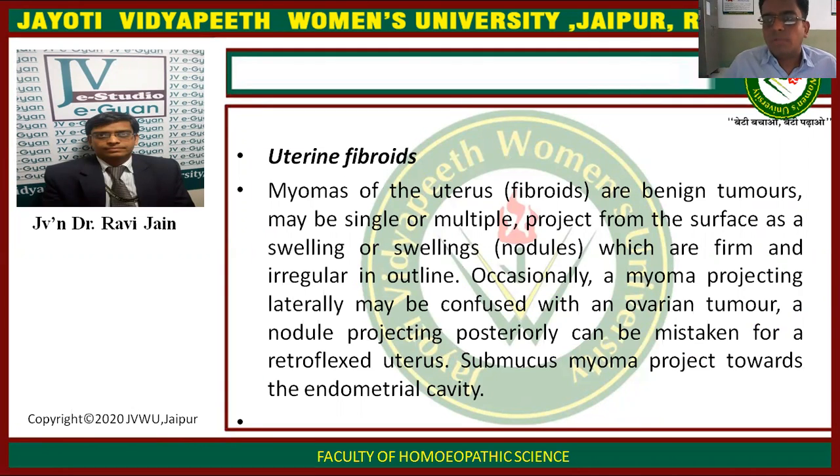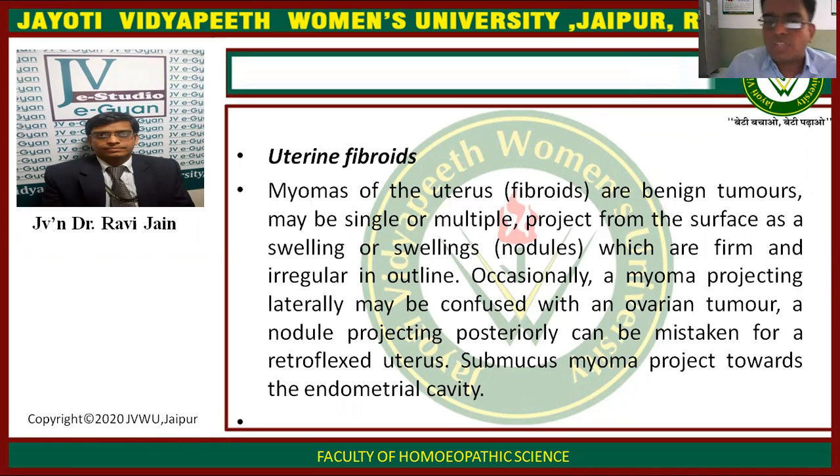Number one, the most common and the most important abnormality of the uterus for which the patient is coming to us is the uterine fibroids. Uterine fibroids are the most common growths for which the patient is coming to us for the urogenital consultation. Myomas of the uterus, or the fibroids, are basically benign tumors. These tumors can be single or multiple, and these project from the surface as swelling or swelling nodules, which are firm and irregular in outline.